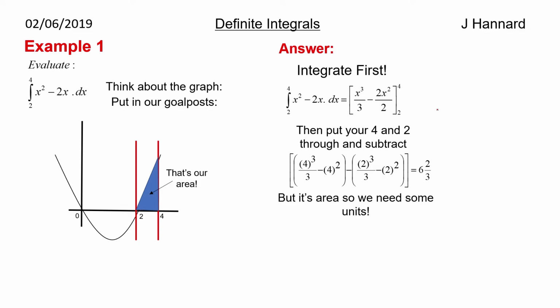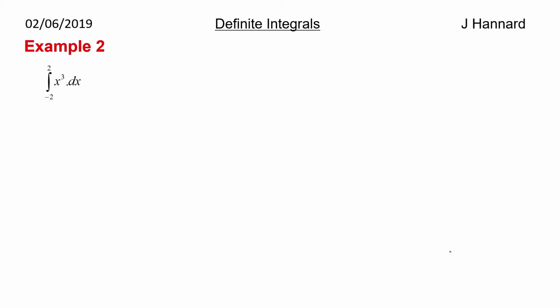But it's area, so we need units. It doesn't tell us the units in this question, so we call it 6 2/3 units squared. So that's what you would say if it asked you for the area. I mean, if we're being pedantic about it, if it said evaluate that, then we don't really need this unit squared. But if it says calculate the area, then make sure you put a unit squared on there, or centimetre squared, or whatever, if it tells you the units in the question. So 6 2/3 is the answer there. Easy peasy. On to 2 then.